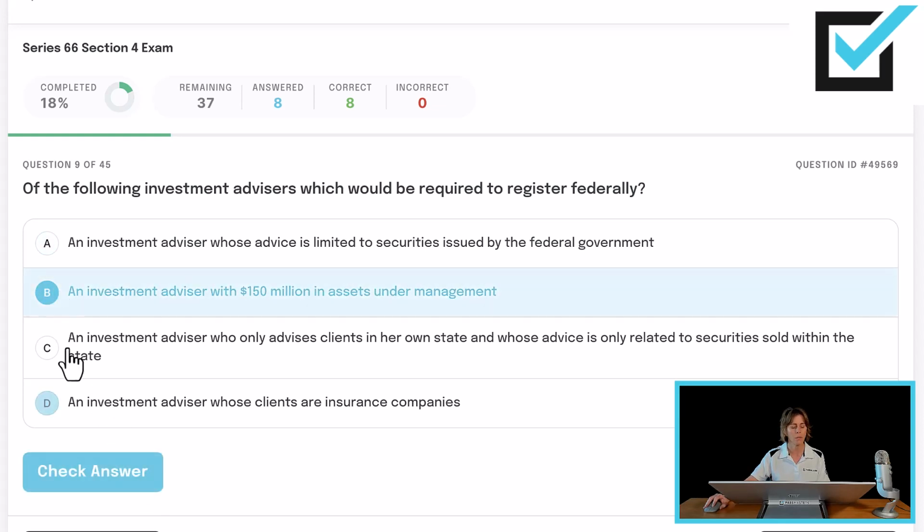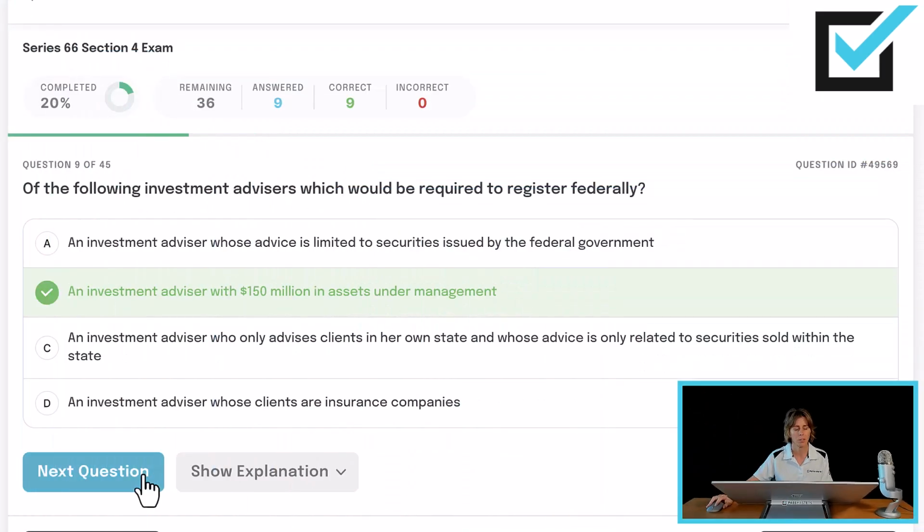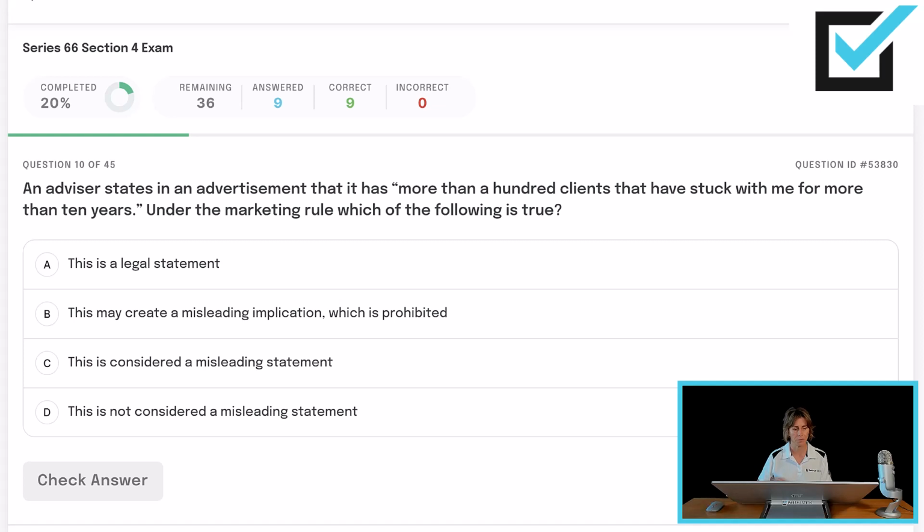So we have $100 million in assets under management when the firm is new. If it has that $100 million or more in assets under management, they register federally. So this is the $150 million, they'd have to register federally. After the initial registration, there is a 20% buffer as far as when they have to switch. The other three can register at the state level.